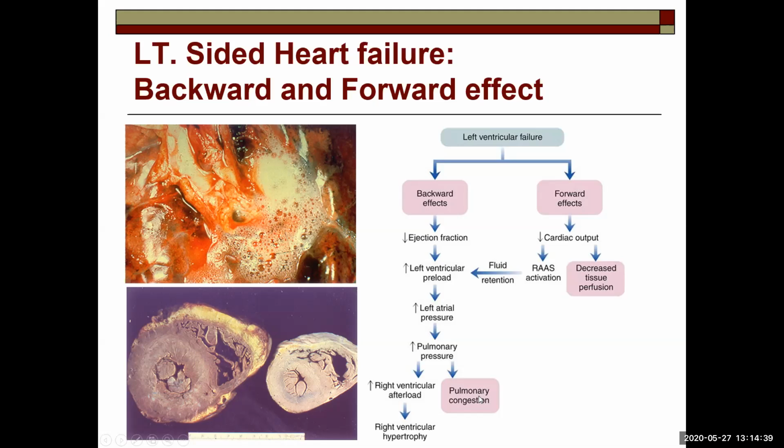So think about the backward pathway, that you have blood coming into the left ventricle. All that is going to backflow. And eventually you have an increase in right ventricular afterload because of all that circulation that's taking place. So eventually you're going to have what we call right ventricular hypertrophy, because it gets enlarged.